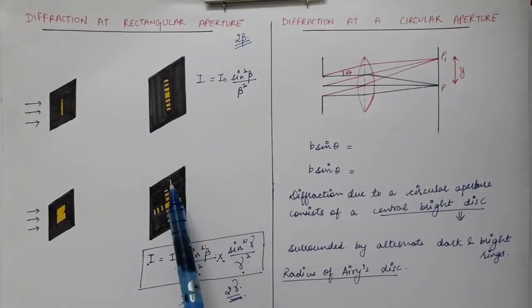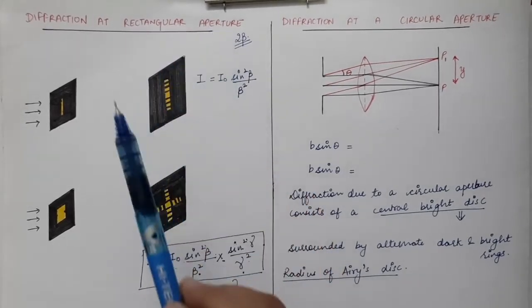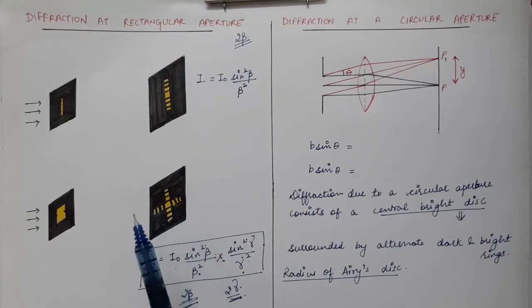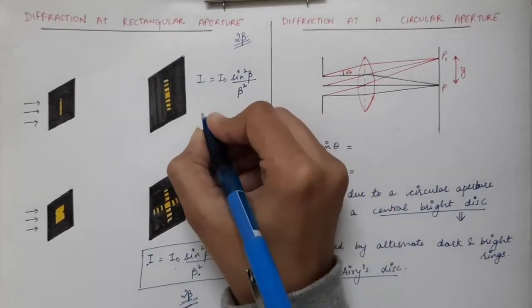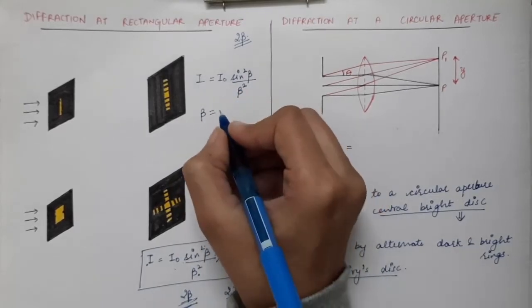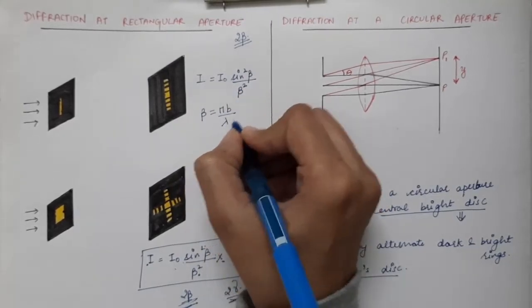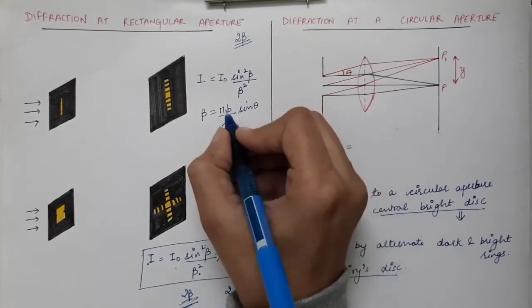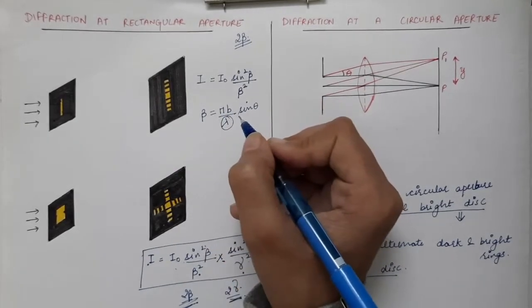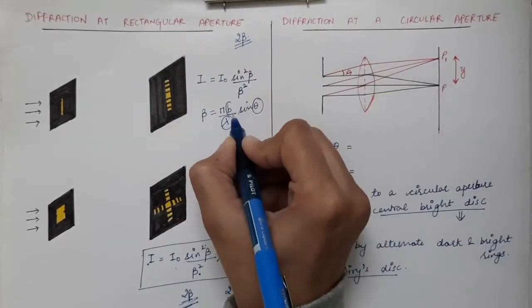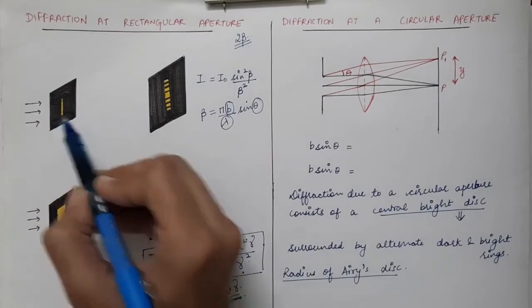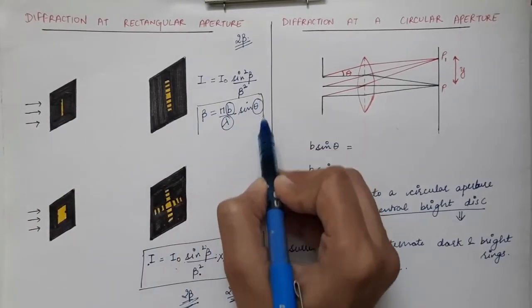You have to keep in mind that in the case of a rectangular aperture, the diffraction pattern which is obtained is actually a superimposition of two diffraction patterns. In the case of diffraction at a single slit, we found out the relation of beta with theta. Beta is equal to pi into b divided by lambda into sine of theta, where lambda is the wavelength of light used, theta is the angle of diffraction, and b was the width of the slit.